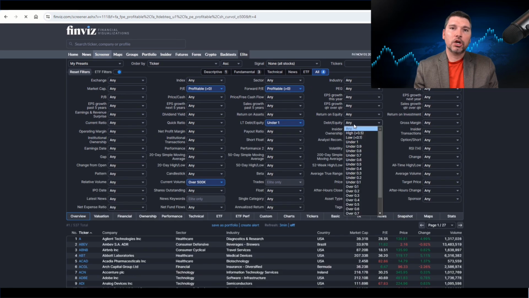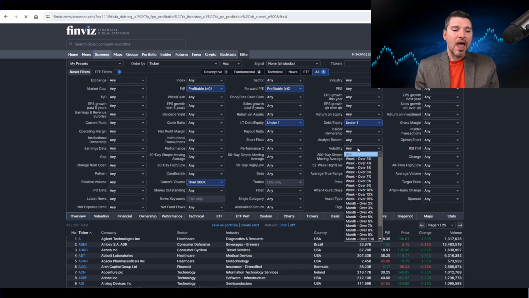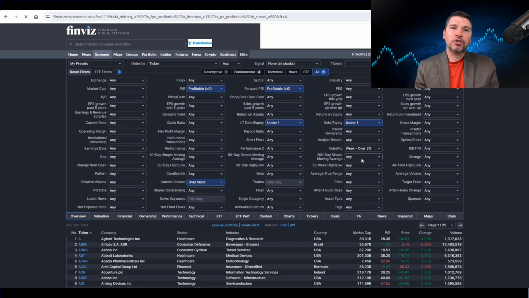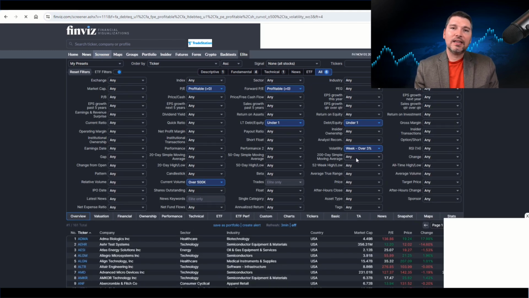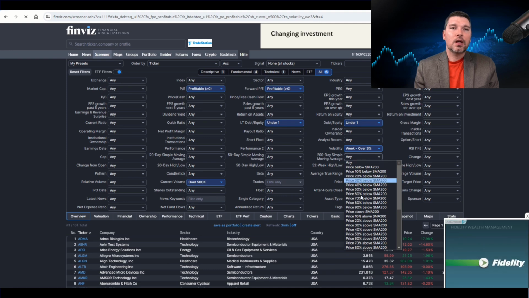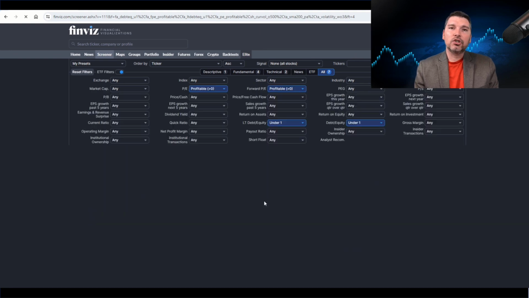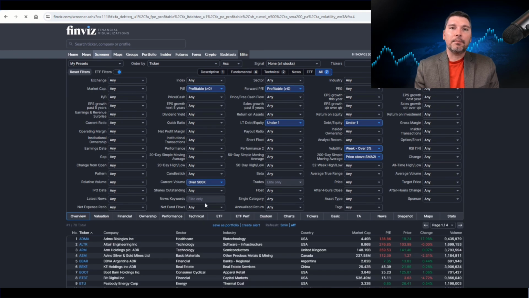I'm going to look at long-term and normal debt to equity. I want to make sure that's under 1. And then I'm going to look at their volatility. I want to make sure that it has at least 3% movement week over week. And then lastly, I want to look at that 200 simple moving average. I want to make sure that that is going in the upward direction, right? We want to look for companies that are on the way up, not companies that are starting to crash.